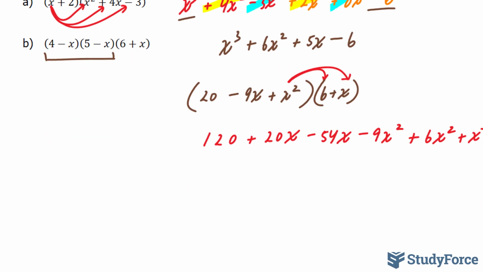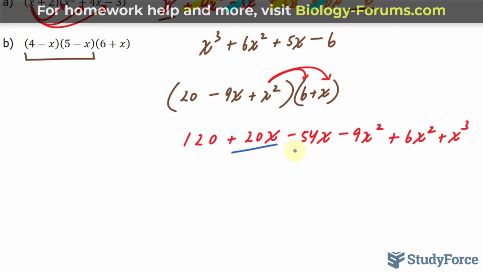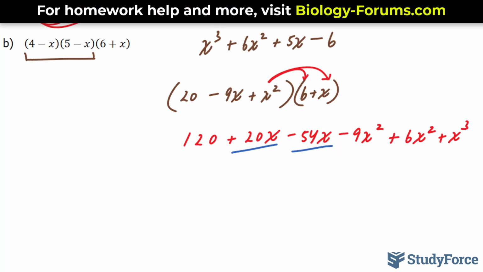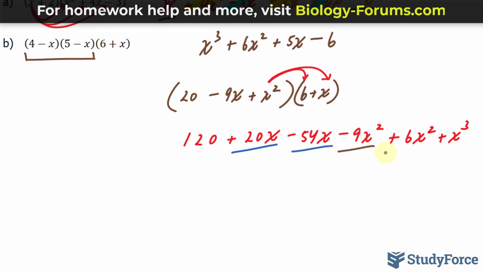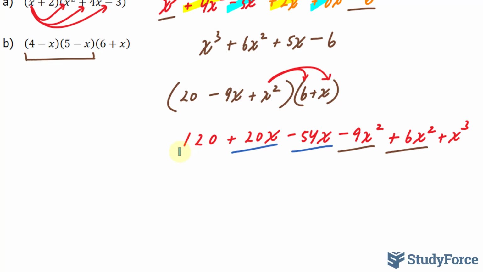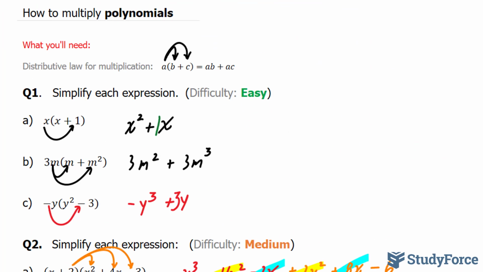Now we have to collect like terms. This term and this term are alike. This term and this term are alike. And these two terms are on their own. Starting with x to the power of 3, and then these two combined give us negative 3x squared. These two combined give us negative 34x. And finally, 120. And there you have it. 5 examples on how to multiply polynomials.